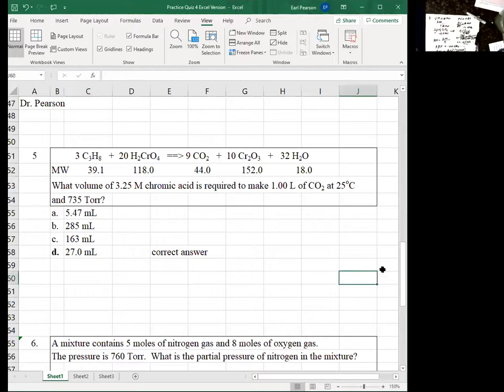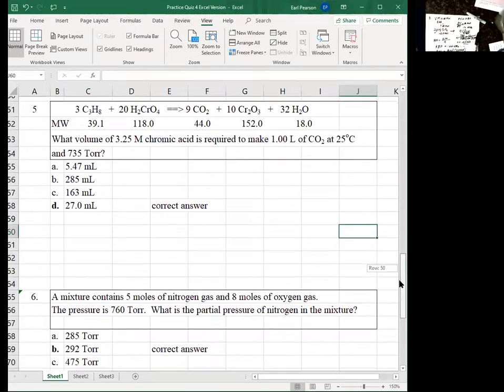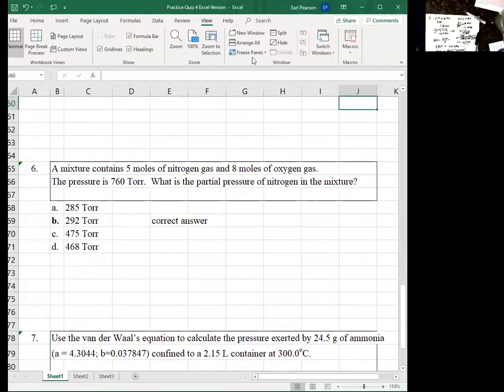Now, let's do number 6 and see what we have for that. For number 6, we've got a mixture that contains 5 moles of nitrogen gas and 8 moles of oxygen gas. Pressure is 760. What's the partial pressure of the oxygen in the mixture? Well, that's Dalton's law.